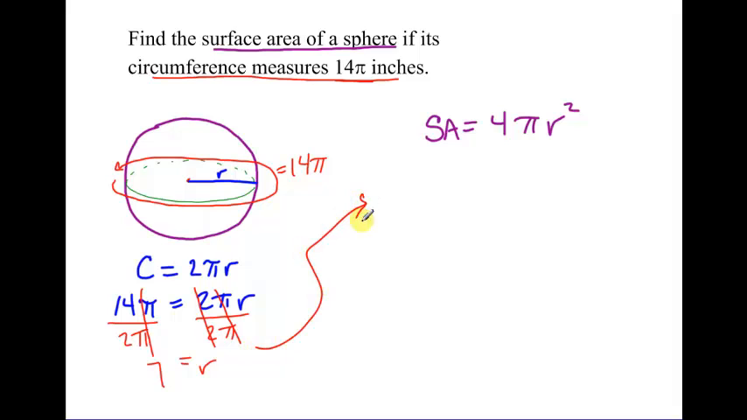Then I'm ready to go put it up in that formula. So let's bring out what we know. We've got 4 pi, and the radius again is 7. We've got to make sure to square it. What does that calculate out to? 196 with pi still in there. And then our unit. What was our unit on this? Back up here, inches. So this is square inches for area.